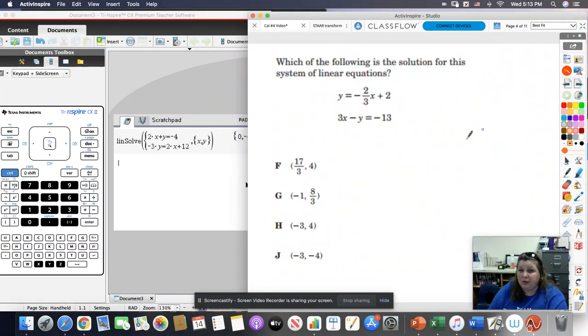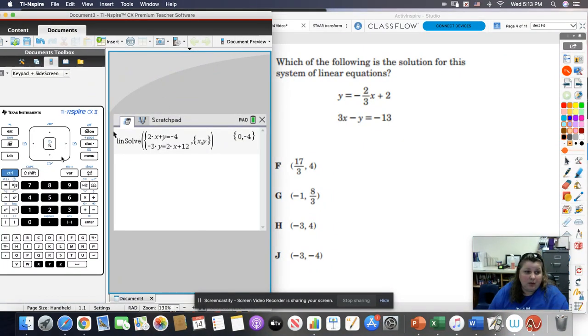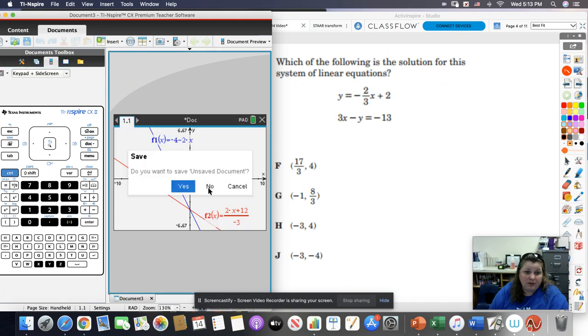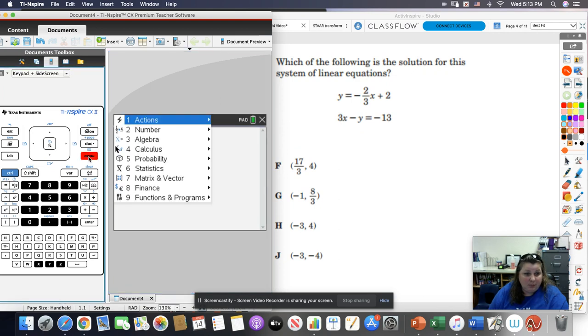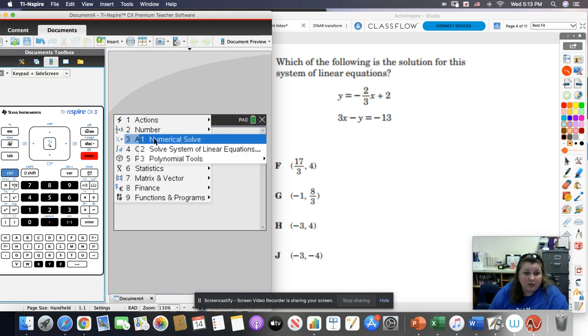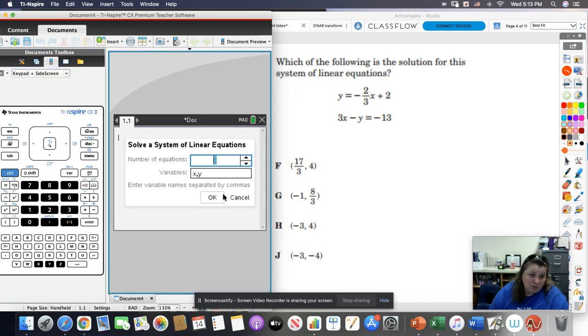All right. Here's one for you to try on your own, and then I'll go over it afterwards. Okay, on this one, I would probably home, new document, save changes, no. I would add the calculator, menu, algebra, solve a system of linear equations. Now, I know some of you are on Desmos, so you had to go and find out where they cross each other. Desmos, you're going to have to use that method.